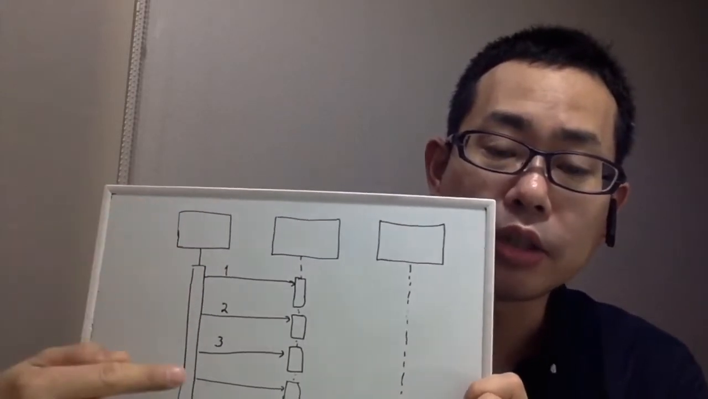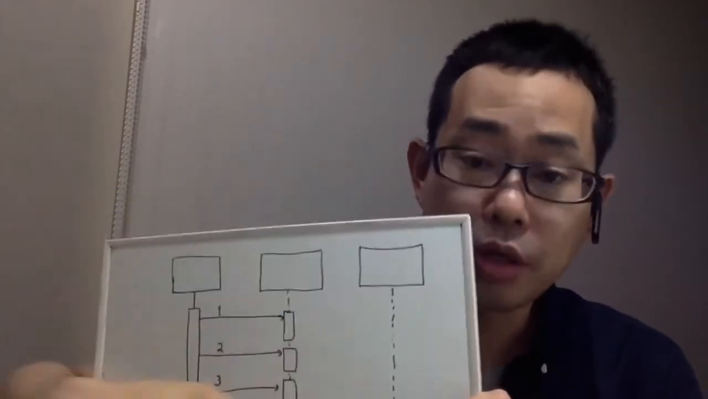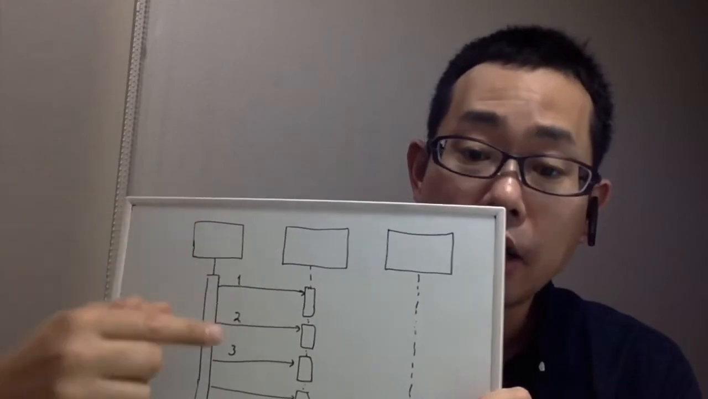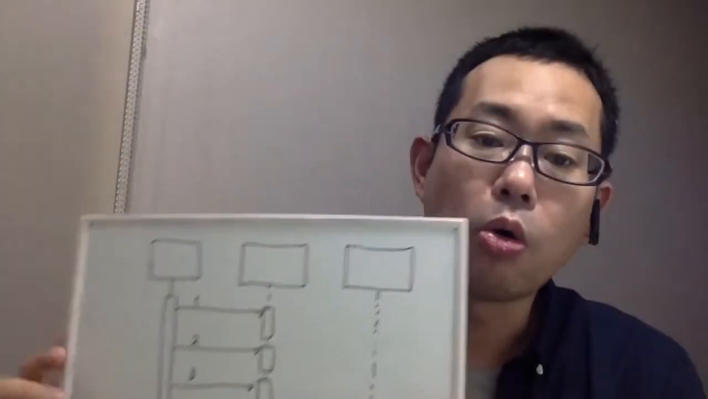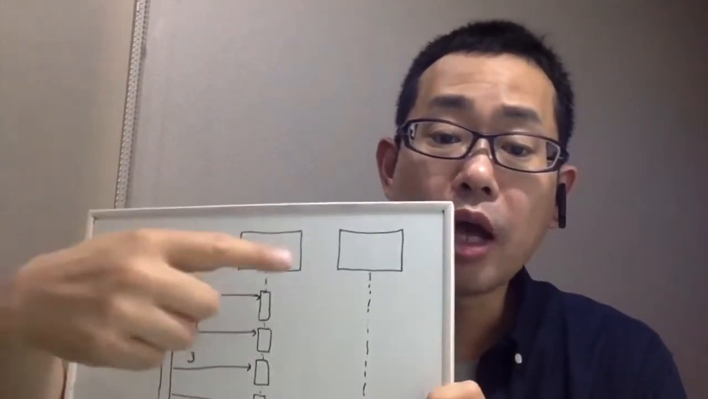This line is called a lifeline. There are 3 lifelines, and those arrows are called messages. So there are 3 objects working together to accomplish a goal. Today I'm going to use this example.